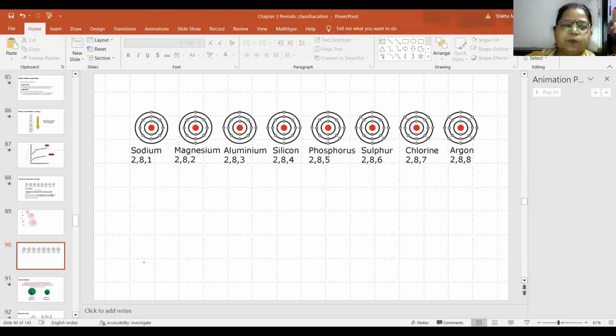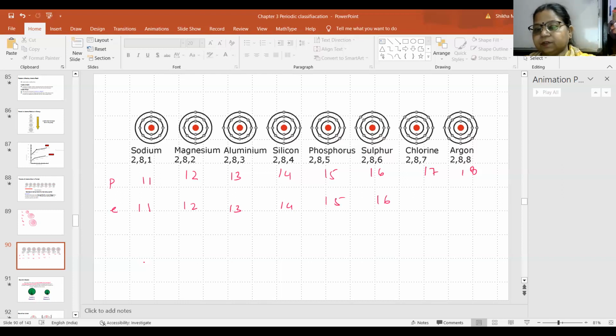Okay, now let me explain it to all of you. I will be writing the number of protons and electrons for everyone. For sodium, it is 11, 11. Magnesium is 12, 12. Aluminium 13, 13. Silicon 14, 14. Phosphorus 15, sulfur 16, chlorine 17, argon 18. Here also they are 15, 16, 17, 18.